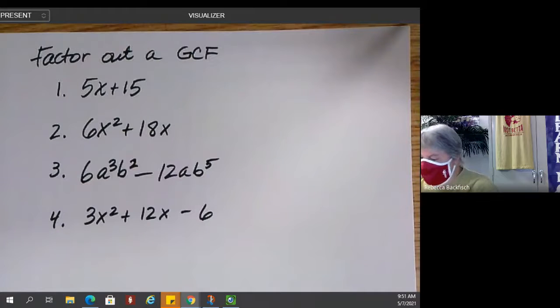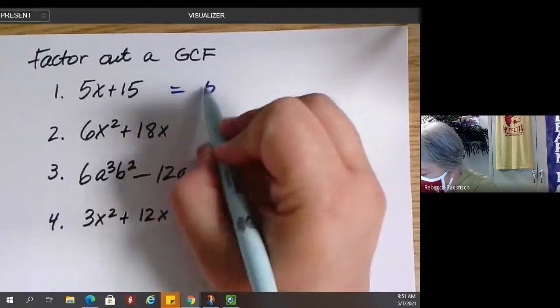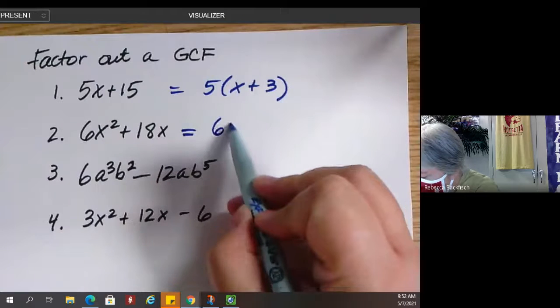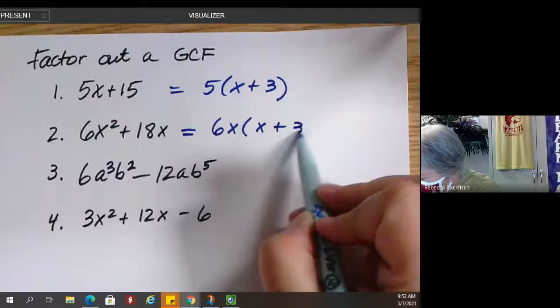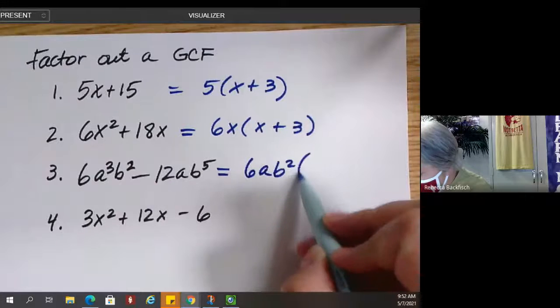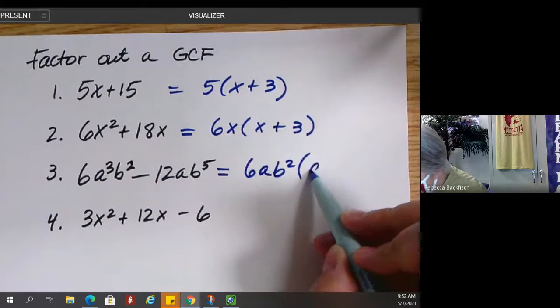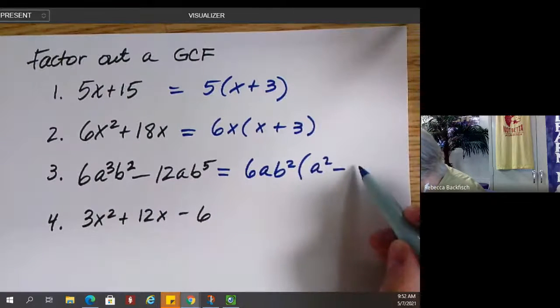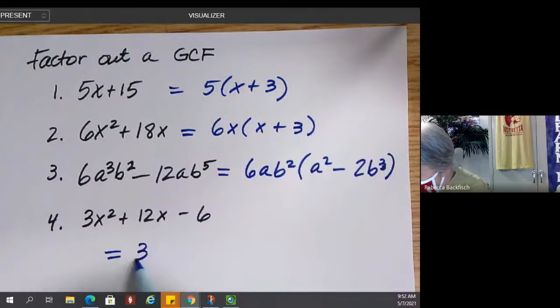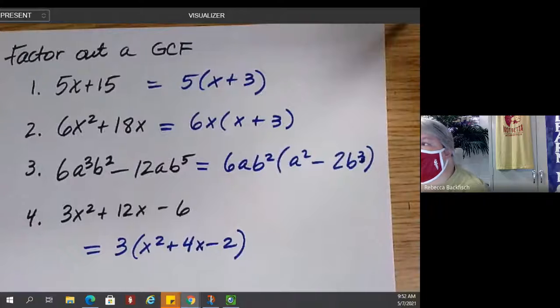Let's go ahead and check these real quick. For the first one, this is what I get. For the second one, this is what I get. For the third one, this is what I get. That's a 3. And for the last one, that's what I got. Questions on any of those? Let me know if there's one you want me to go through in more detail. I'm happy to do it.